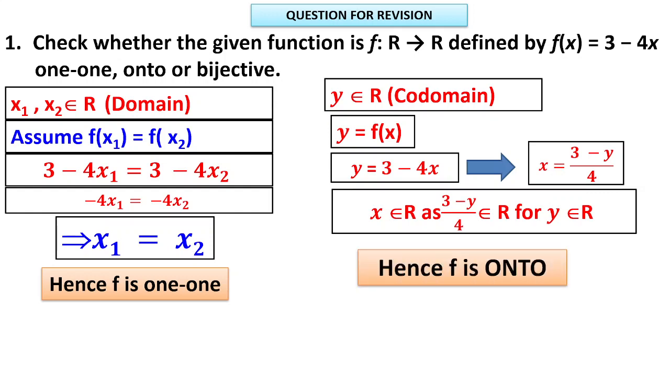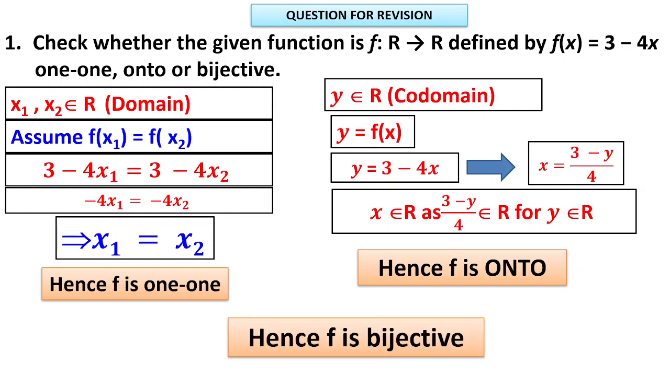Therefore, it is both 1, 1 and onto. Therefore, it is a bijection. It is a bijective function.